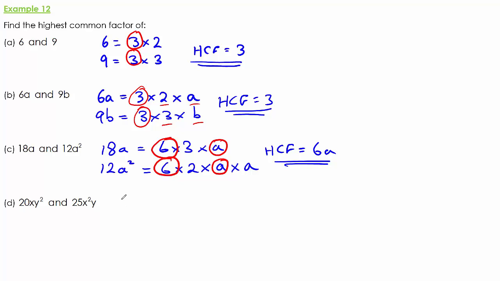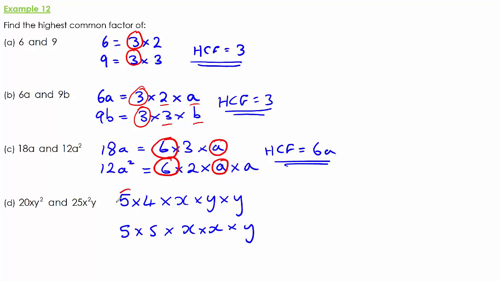20 and 25 both divide by 5. So 5 times 4 is 20, and then we've got multiplied by x, multiplied by y, multiplied by y. 25 is 5 times 5. Then we've got x squared, which is x times x, and a single y.